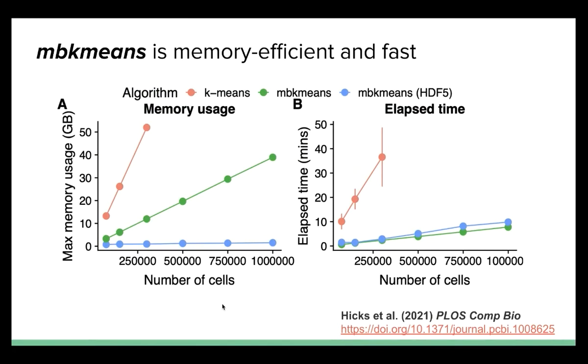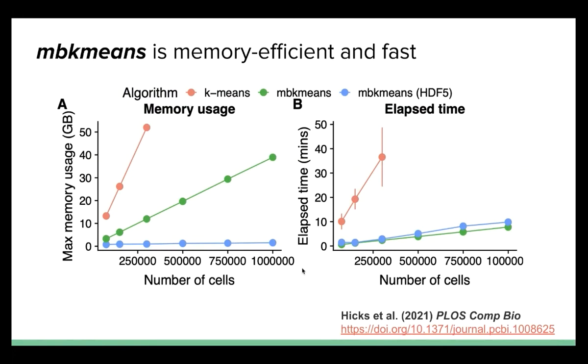And what you see is k-means is in fact very memory inefficient as the data sets get larger, and it also takes a large amount of time to run as the data set gets larger. In contrast, if you just simply replace it with mini-batch k-means with data that are stored in memory, you get savings in not only the memory used, but also significant savings in time to run the algorithm.